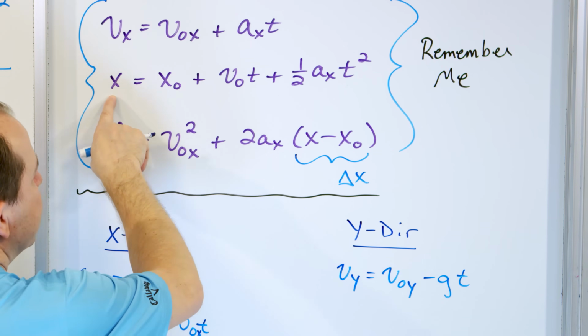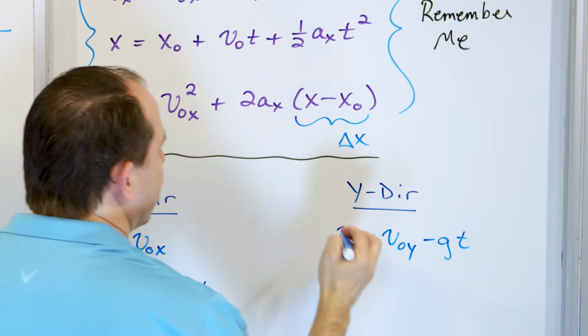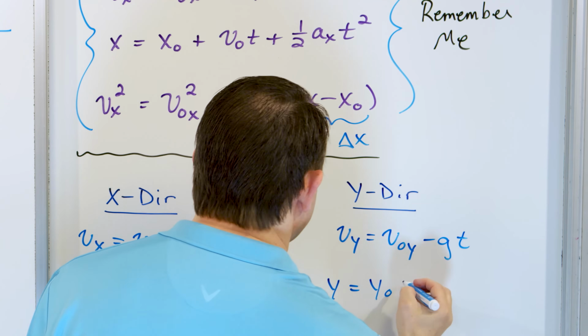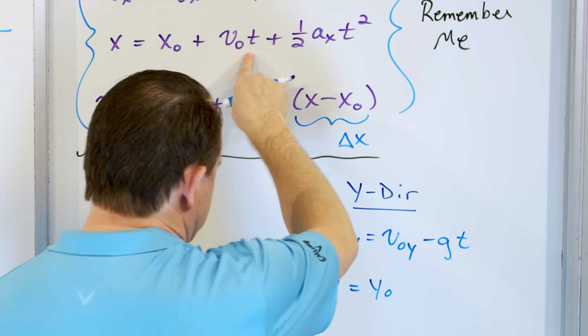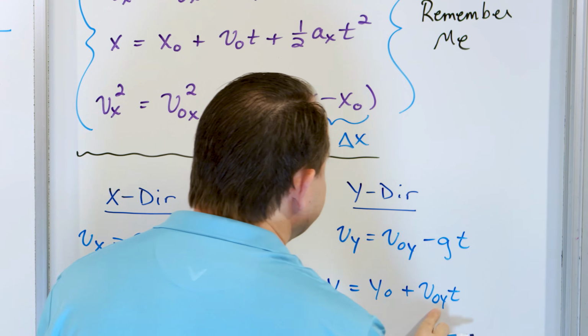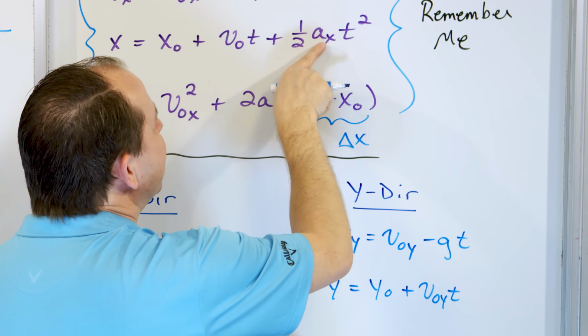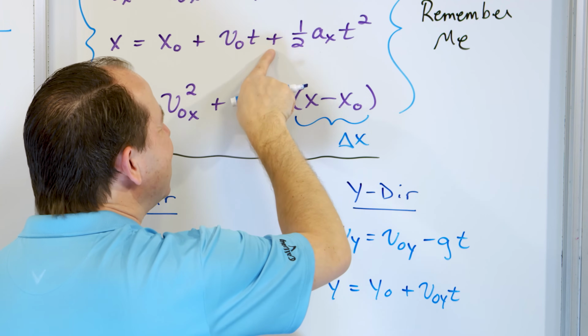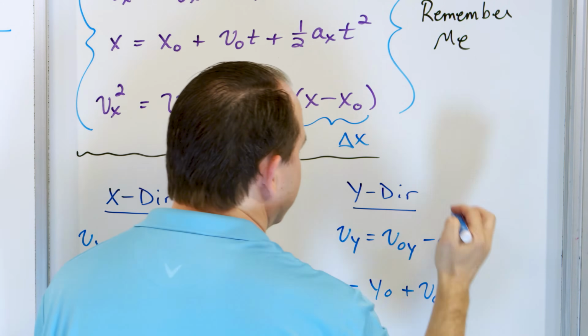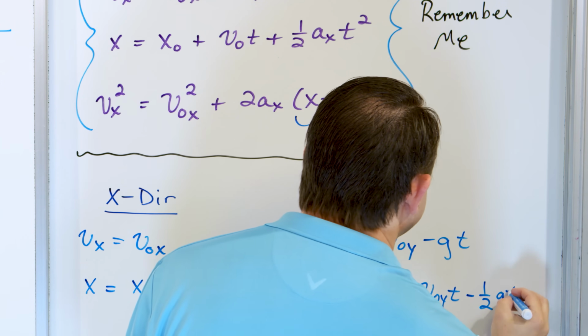And then finally, the position in the y direction is equal to its initial position in the y direction, y naught, plus v naught t. So we have plus v naught y t, which is initial velocity in the y direction times t. And then we have plus 1/2 at squared, but a is negative g, so this becomes negative 1/2 times g times t squared.